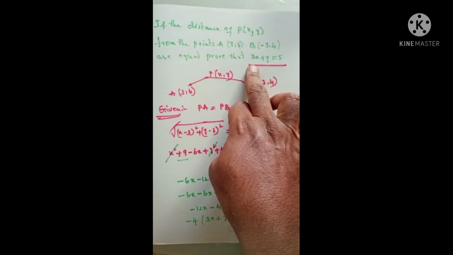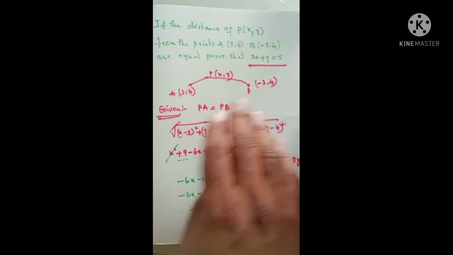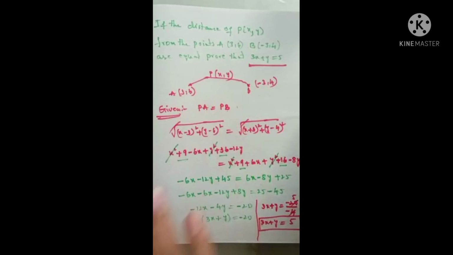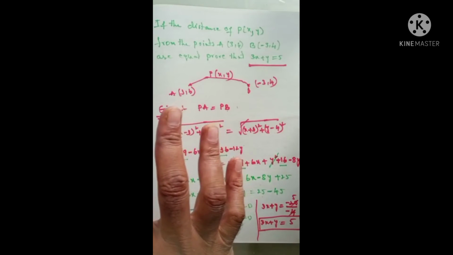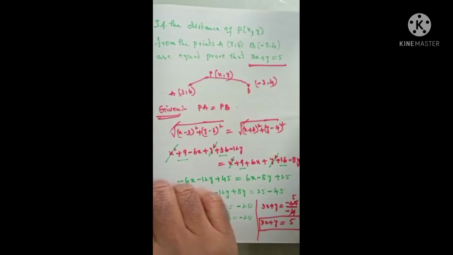In this question it is given that 3x plus y is equal to 5. So same method and same pattern. Like this you can solve this question. It is one of the important chapters, and there are 5 formulas. You should know how to apply these formulas and how to use those formulas in different cases. Okay.